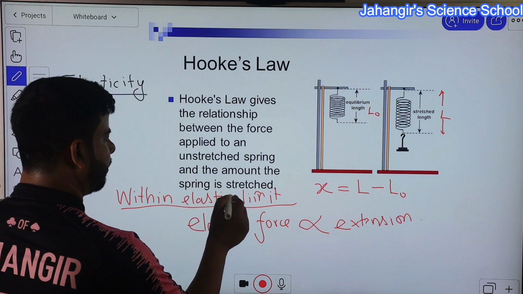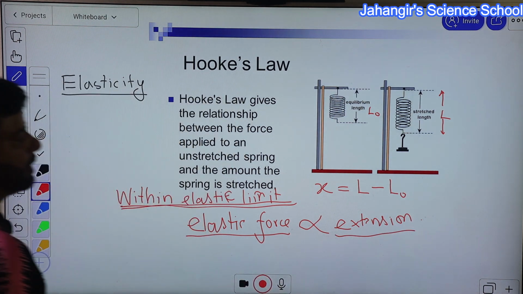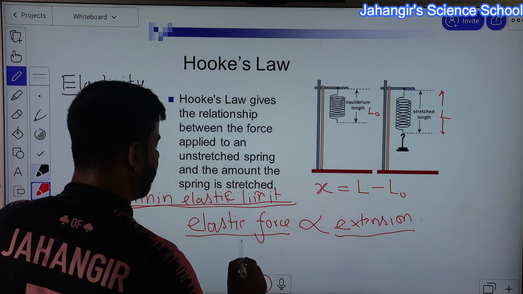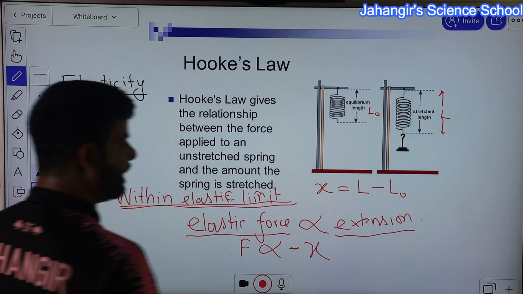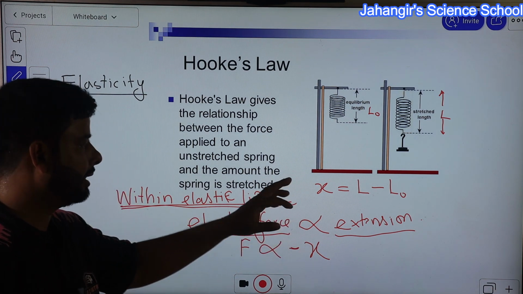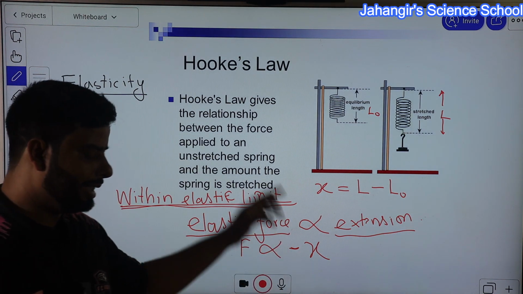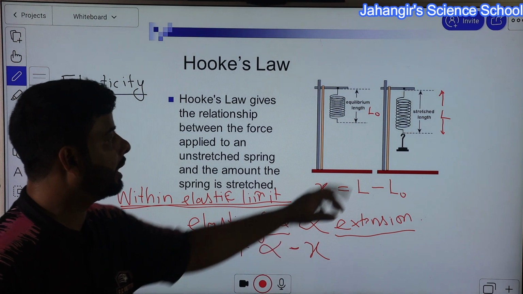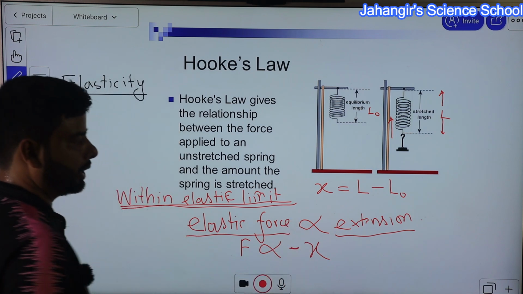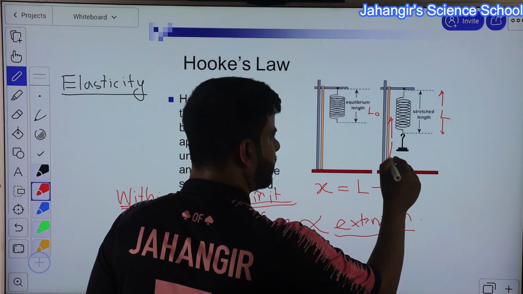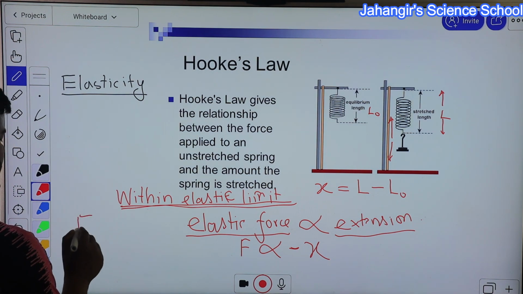So within elastic limit, elastic force is directly proportional to extension. We can write F is directly proportional to x. But remember, there is a minus sign. This minus sign indicates that the direction of the elastic force is opposite to the extension. So the elastic force acts in the upward direction and the applied force downwards. Sometimes in your book it is also written that applied force is directly proportional to extension.